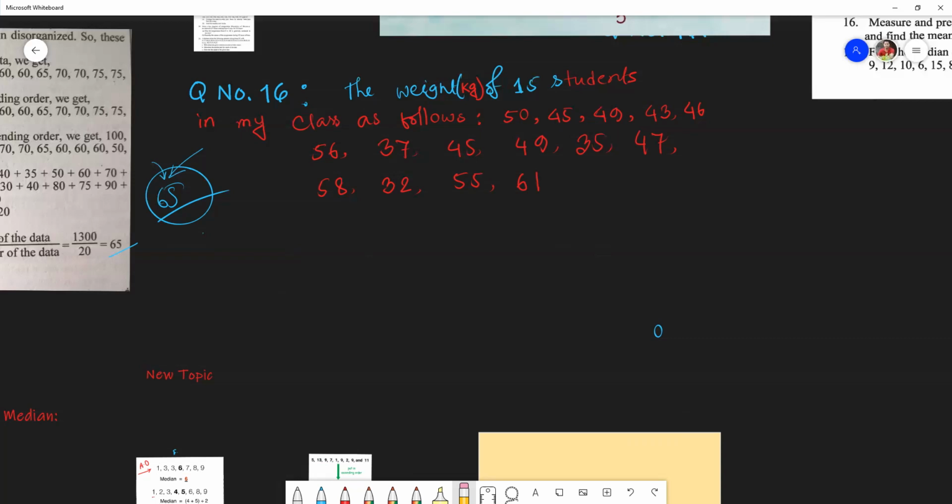That means we have to add these weights and find the total sum. No need to organize that at all, no need to make it ascending or descending order. In terms of arithmetic mean or average or simply mean, it is not mandatory to convert the numbers into ascending or descending order. But if you get the time, you can do this, no problem.